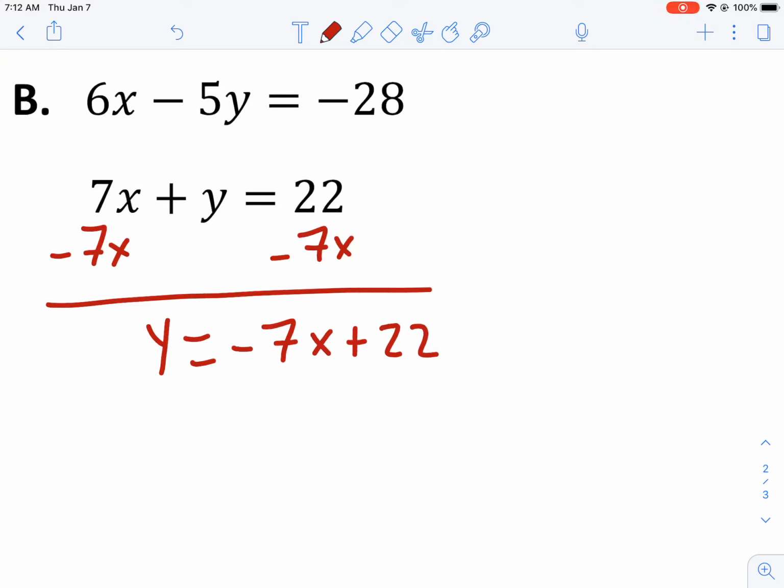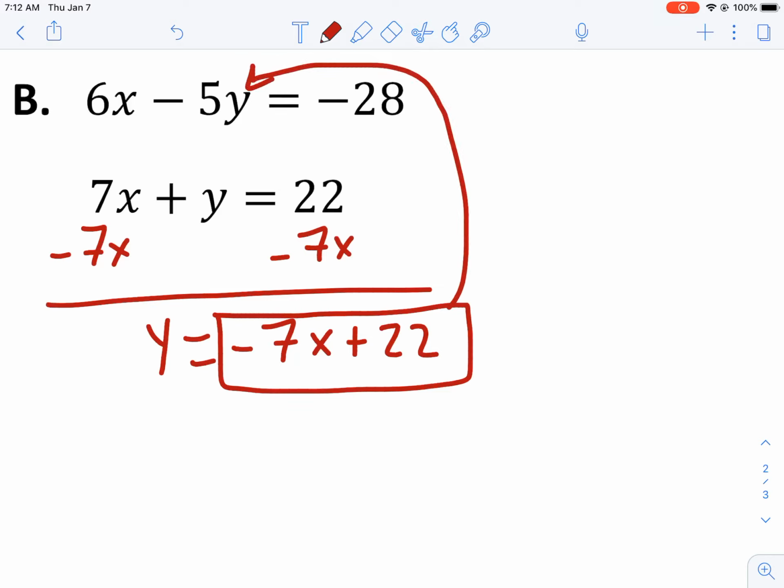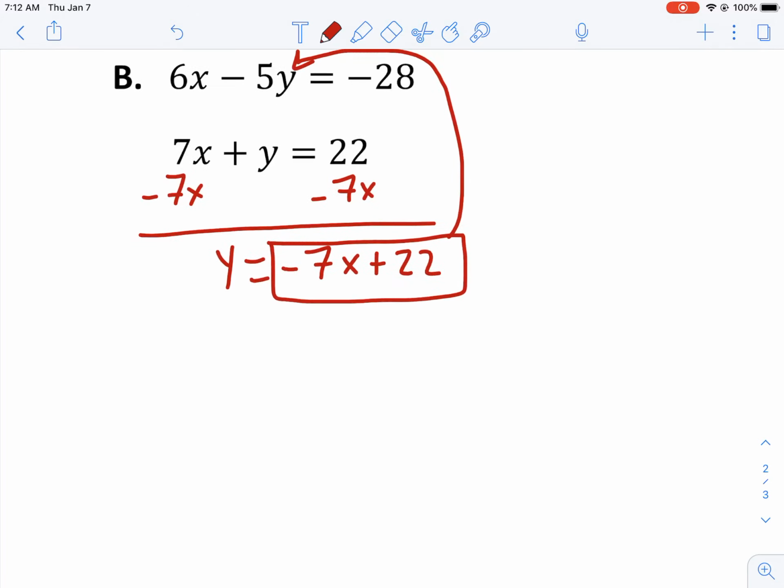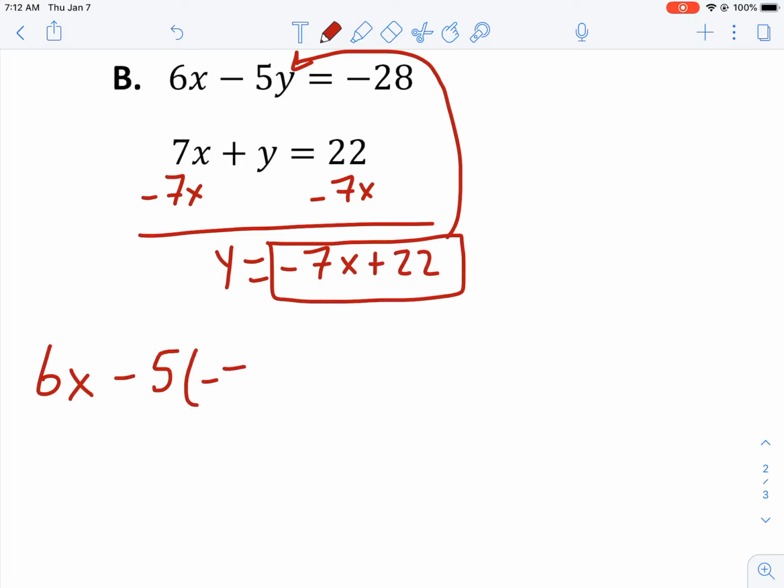Okay, and so we've got that done. Now y is by itself. Now we're going to substitute this in for y in our other equation. It's always got to be back into the other equation. So we're going to plug it in right there. And so now we've got 6x. Remember, write it exactly as it is, but just replace the y with parentheses. In the parentheses, we've got negative 7x plus 22, and that equals negative 28.